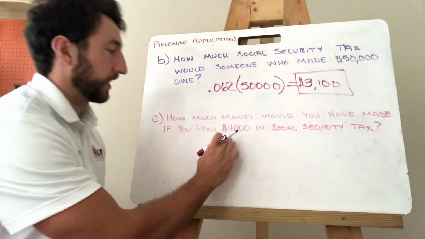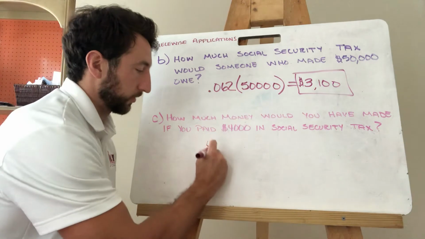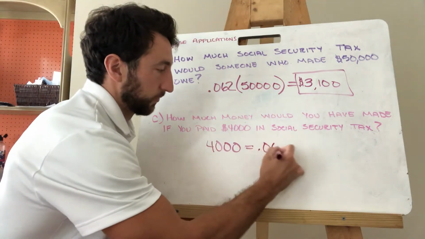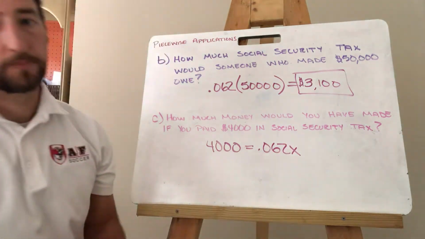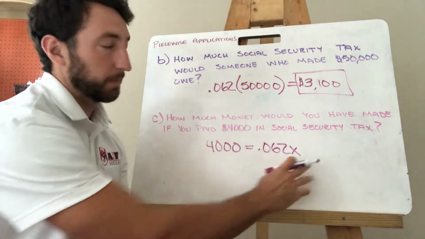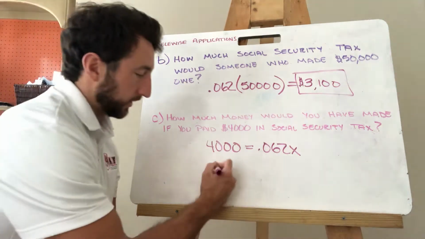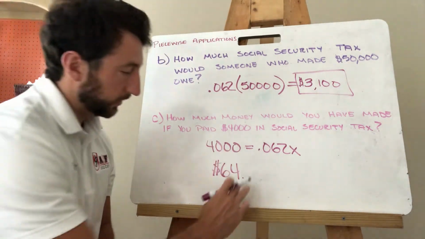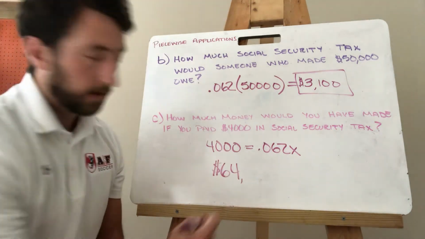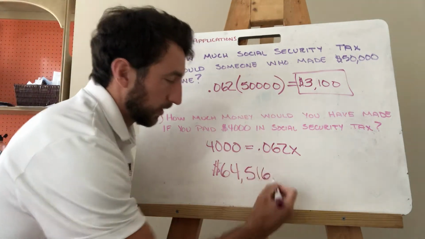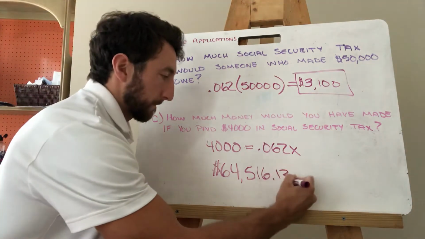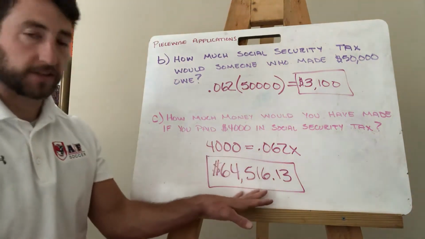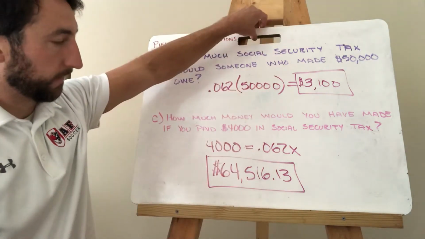So I'm going to use this equation here. I know that this $4,000 is my y, so I'm going to set up a little equation. $4,000 equals 0.062 times x, and then we just solve for x. Just divide by 0.062, and you get $64,516.13. So if we paid $4,000, this is how much our income would have been for that year.